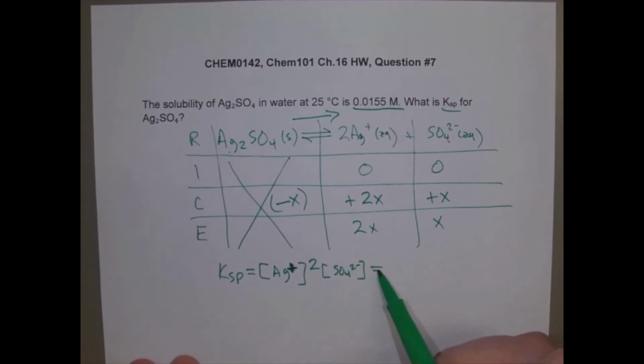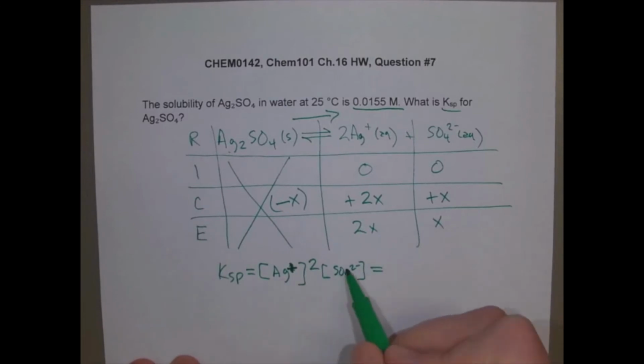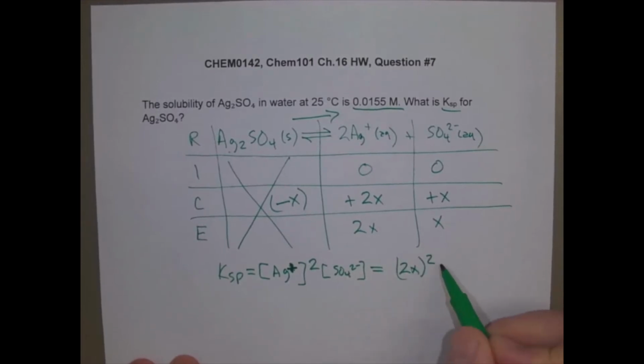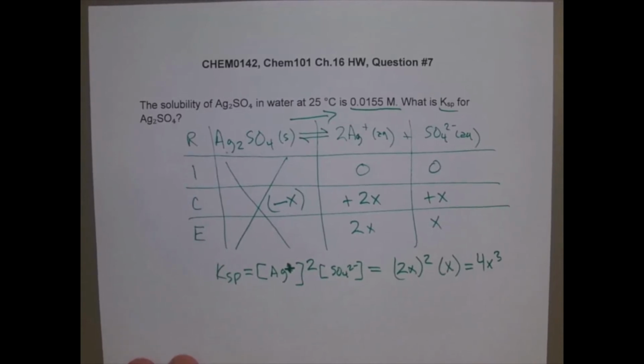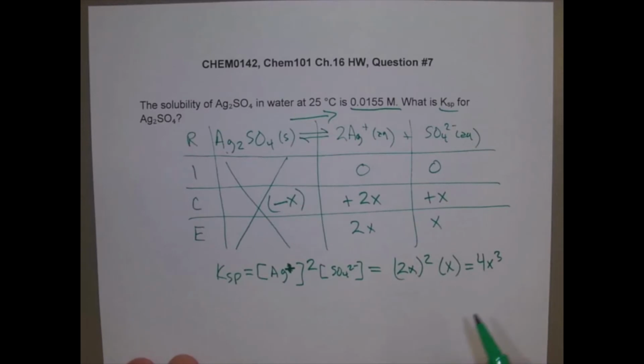And so now we just substitute in the terms from my E row into these spots in the expression for the solubility product. And so that's going to be (2x) squared times x, so if you multiply all that out, you get 4x cubed. Okay? Now, in order for us to find the Ksp, that's what we're tasked with doing, we need to come up with a value for x.